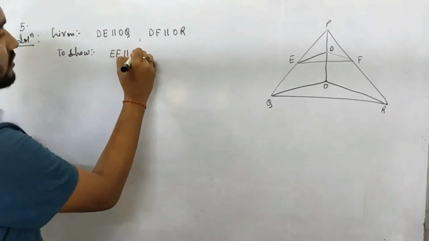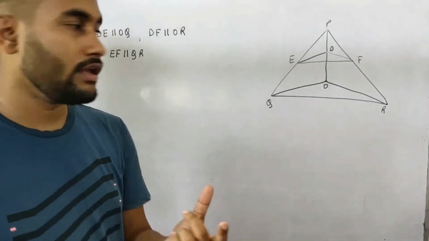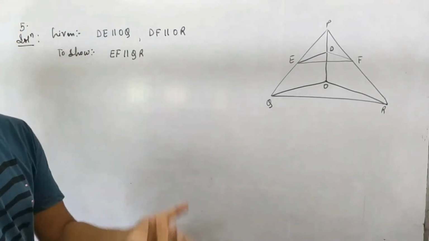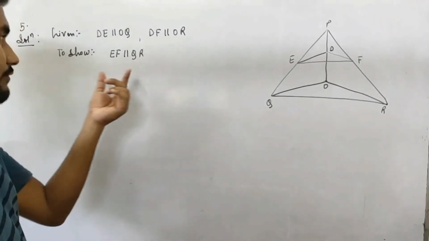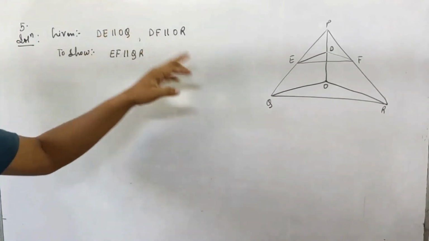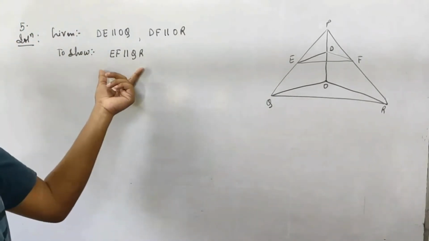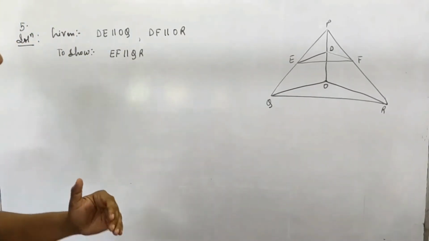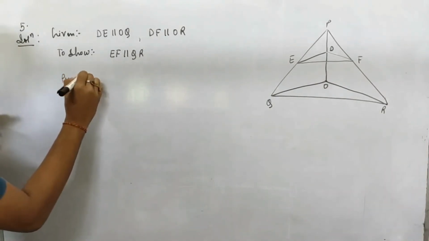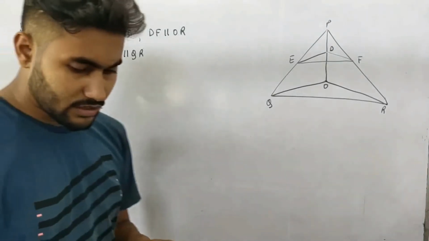EF is parallel to QR means this time we have to show parallel, not any proportionality. So we have to use the converse of the basic proportionality theorem, or converse of Thales theorem. Since this time we have to prove the parallel part, again the same thing: we will use the given part, get some equation, then use the converse part and get the answer. The process will remain the same. So start the proof. What is the first given part?